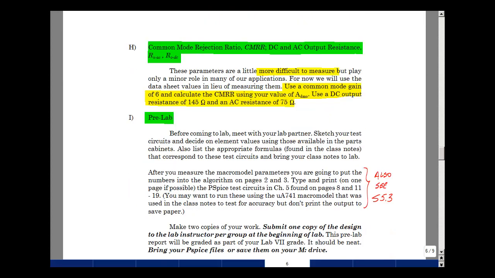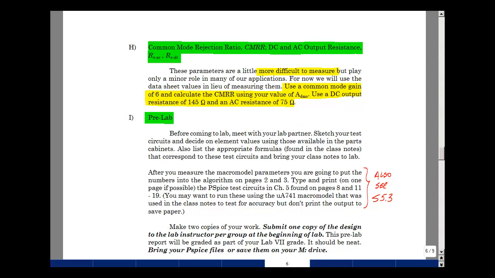The last three things we need for the macro model are the common mode rejection ratio, the DC output resistance, and the AC output resistance. Actually, there won't be enough time in lab to do these measurements. They are a little tricky also. So I'm just going to have you use the ones that are in the data sheet. So we're going to use the common mode gain of 6, and then calculate the common mode rejection ratio using the value of the open loop gain that you measured. For the DC output resistance, we're just going to use 145 ohms, and for the AC, 75. If you were to measure these, they're not going to be far away from this value anyhow.